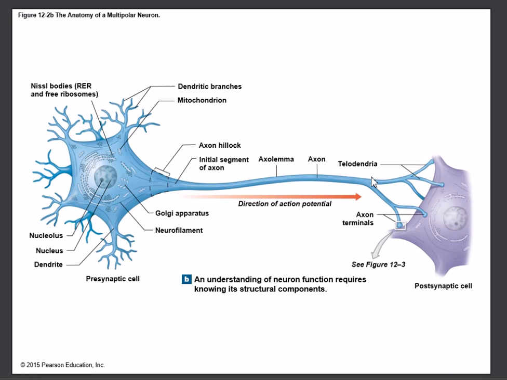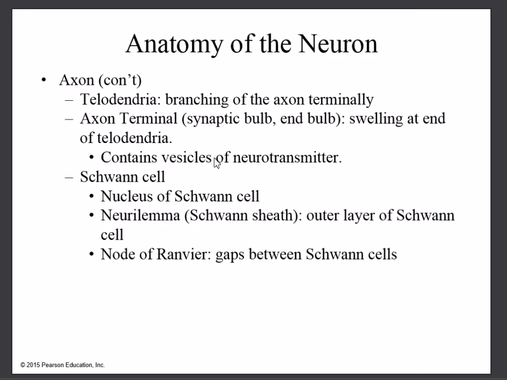Then at the end of the telodendria, you're going to see a little bit of a swelling, right? These little swellings right here. Our book labels them as the axon terminals. There are a lot of different terms for them. I put some other ones here. Sometimes we call them the synaptic bulb. Some people call them the end bulb. Some people say the synaptic end bulb.